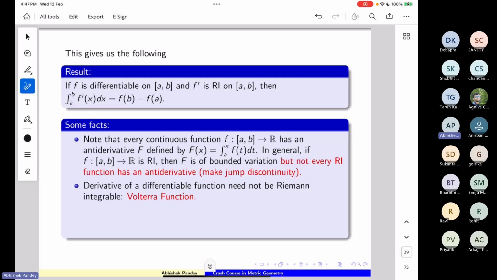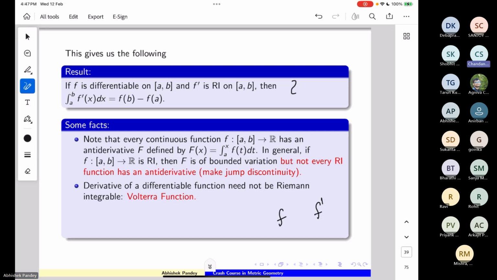So how do we generalize this? Question: what is the role of the jump discontinuity in not having an antiderivative? I am saying that if a function is differentiable, can its derivative have a jump discontinuity? Suppose f is differentiable; can we say that f dash has a jump discontinuity, because f dash always satisfies the intermediate value property? Yes, the Darboux theorem.